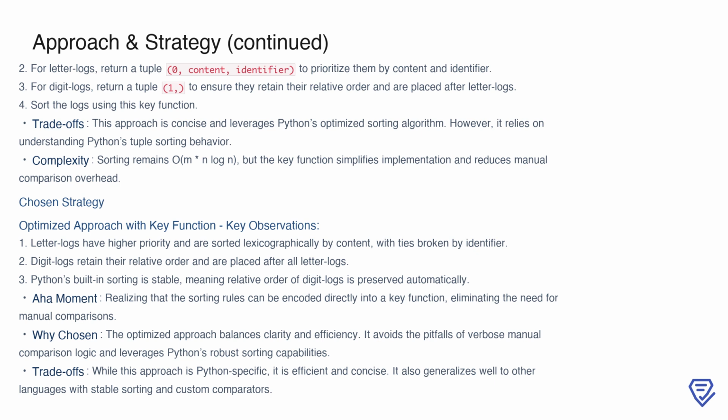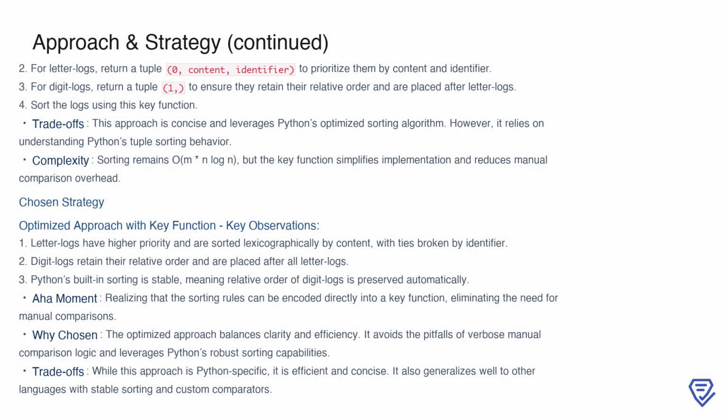The chosen strategy is to use the optimized approach with the key function. This decision is based on several key observations. First, letter logs take priority and are sorted lexicographically, with ties broken by their identifiers. Second, digit logs maintain their relative order and appear after all letter logs. Finally, Python's stable sorting ensures the relative order of digit logs is preserved automatically.